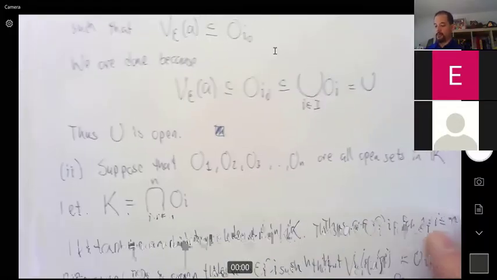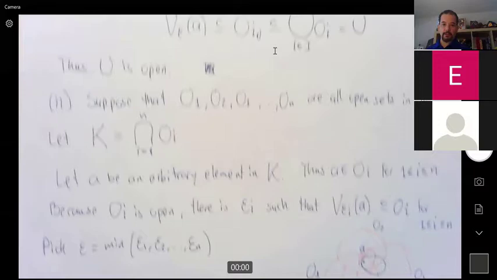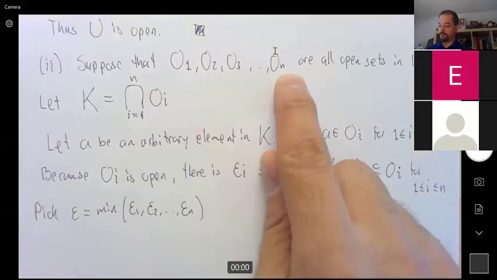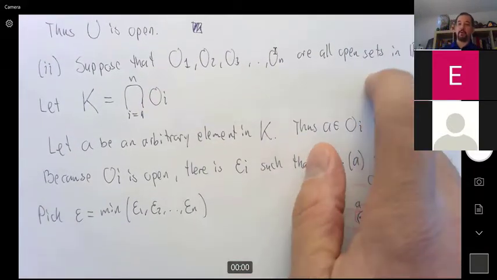Hello, everyone. We're going to continue shortly the theorem we were proving about union of open sets and intersection of open sets. So we'll get to that. So we were about to finish this one. Let me remind you. We wanted to show that the intersection of finitely many open sets is open.